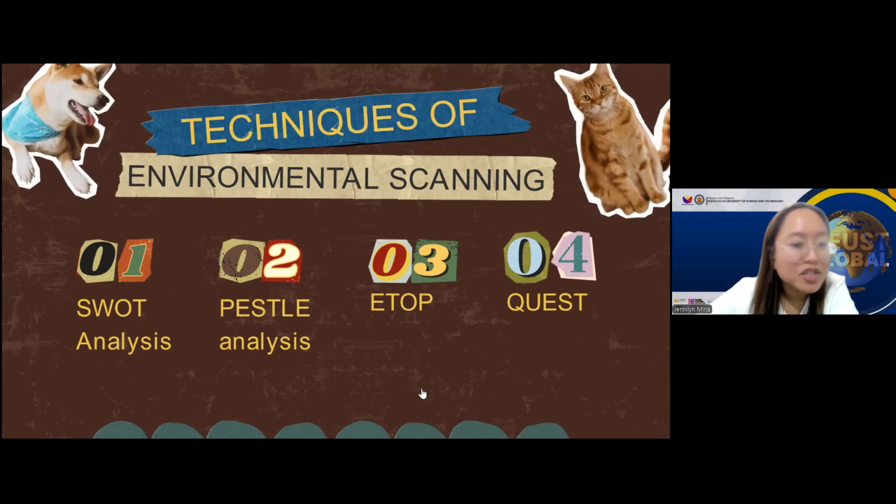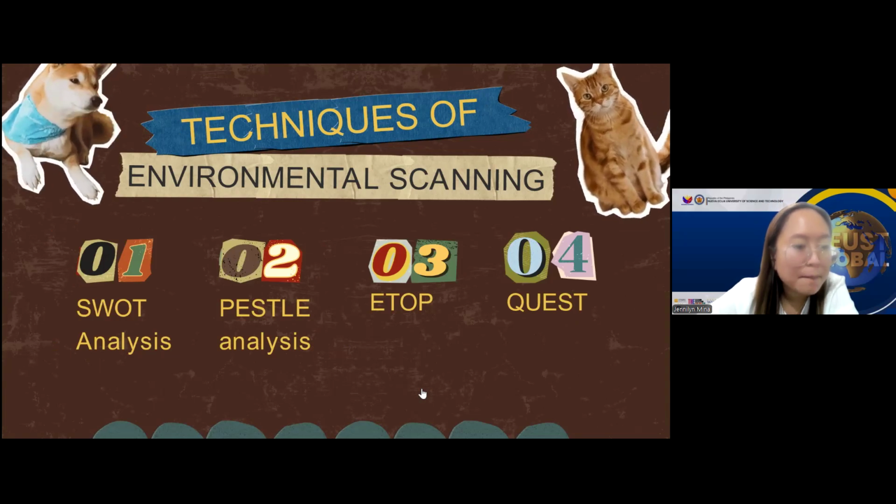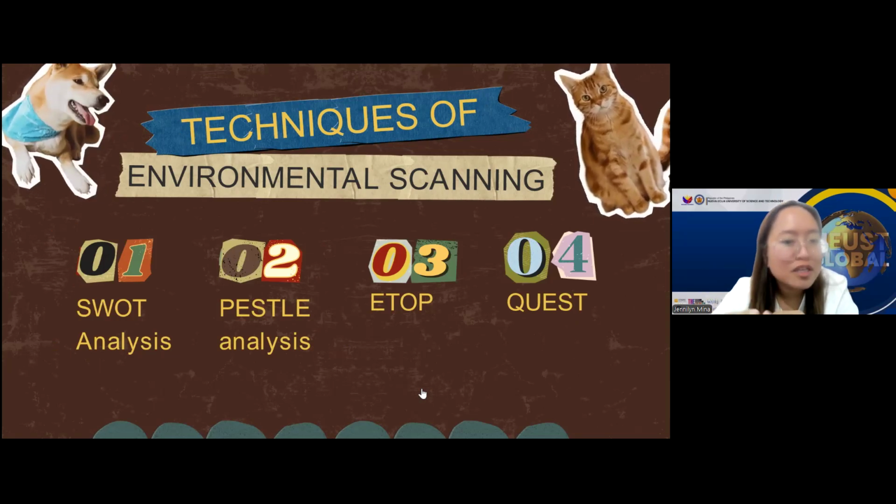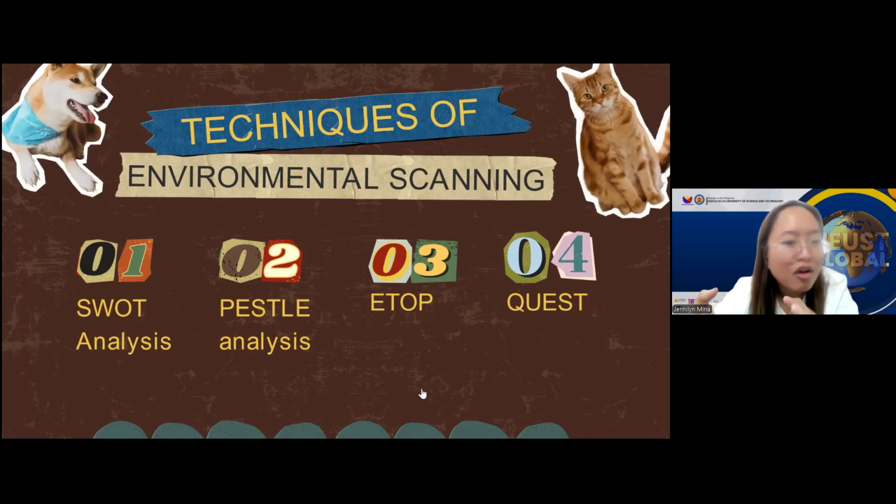Well, imagine you are the captain of a ship, just like the CEO of a major company like Amazon. To navigate the ever-changing seas of business, you need special tools to scan your environment. These tools are called environmental scanning techniques. The first one is the SWOT analysis. Strengths, weaknesses, opportunities, threats. This is like taking stock of your ship, the company, and the surrounding waters, the environment.